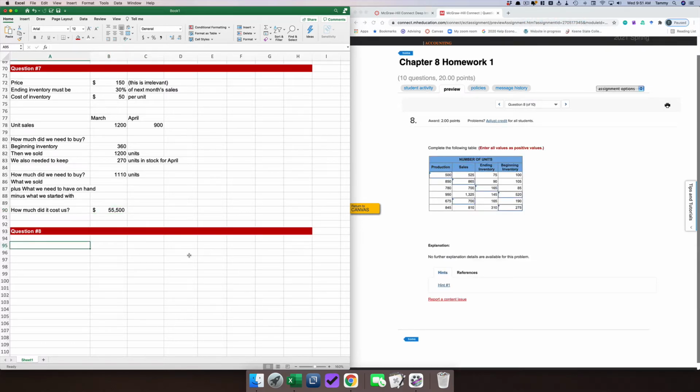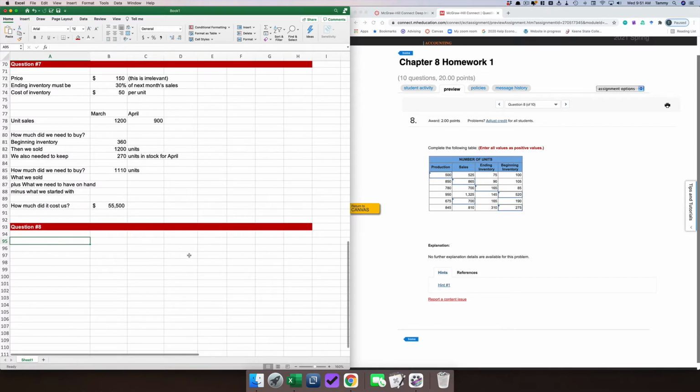Okay, the next one is another inventory question. And here's how I suggest that you do this. With inventory questions, there's a lot of analyses that we do in these finance and accounting classes that should be set up in the way that I'm going to show you.